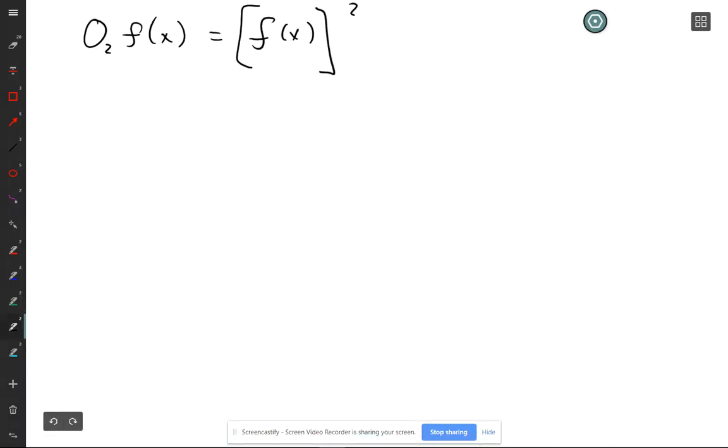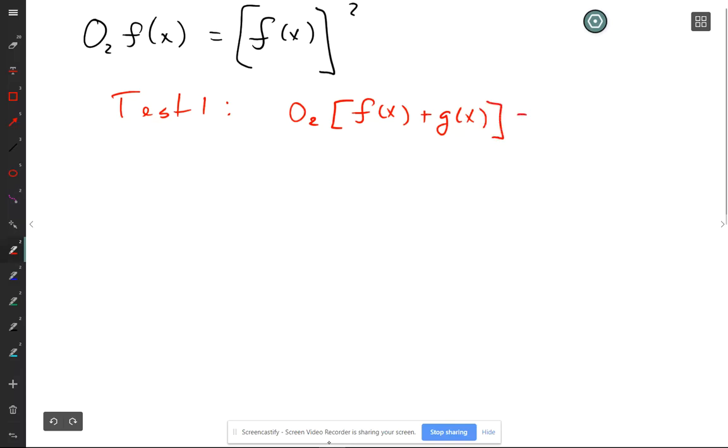So there are two tests. Test 1 is to check, if I have a complex function, function 1 plus function 2, whether it's going to work. So operator 2 on f of x plus g of x, see if that is equal to operator 2 on f of x plus operator 2 on g of x.